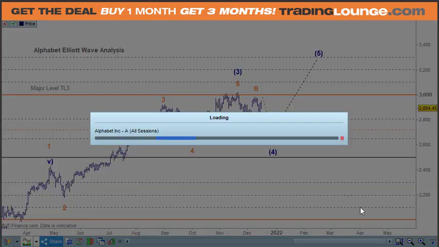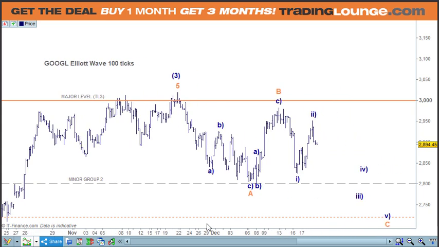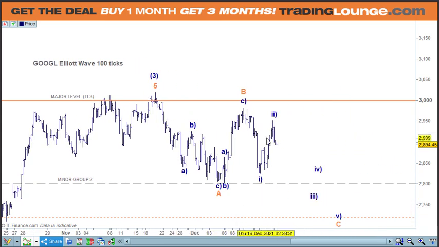Go to this 100 ticks again. Yeah, so that's the way I drew it up here. So it does appear we've got 3 waves there, so that's good.